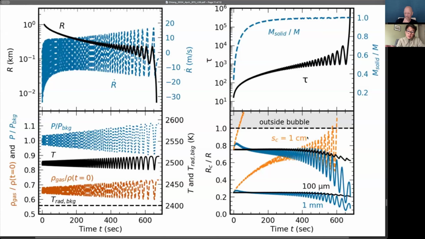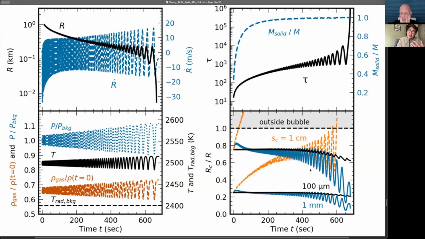That's what happens for 100 micron or smaller, or millimeter size things; they also get entrained. They actually settle closer to the center of the bubble, even as the entire bubble shrinks down. I thought this was an encouraging result, because chondrules and metal nodules in chondrites really are this size: millimeter, 100 microns.